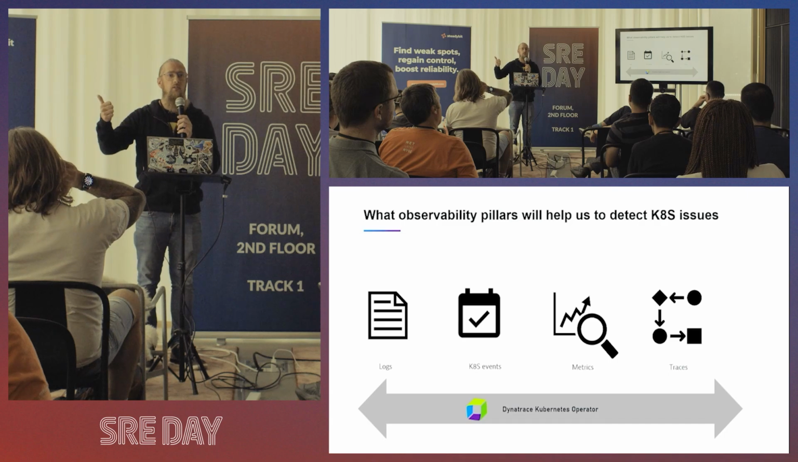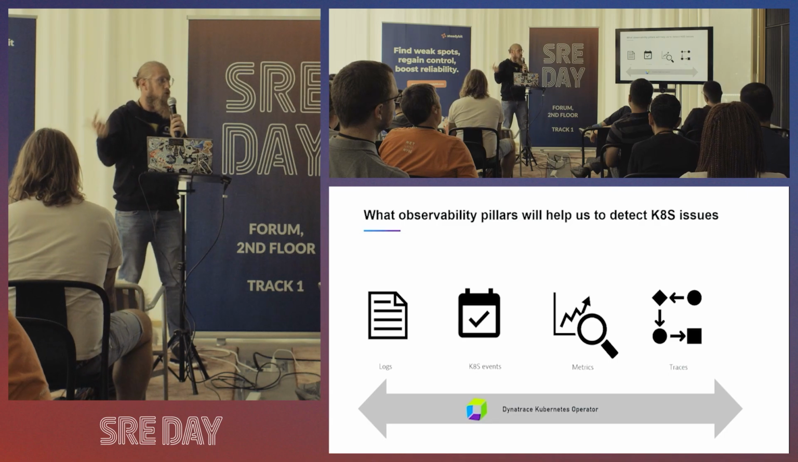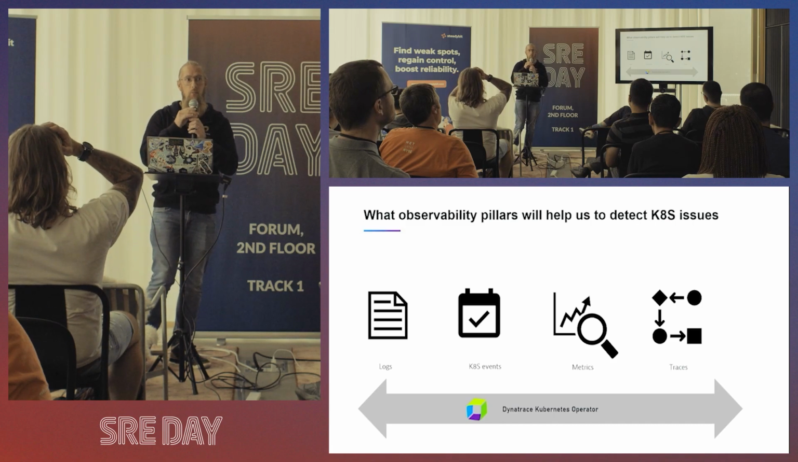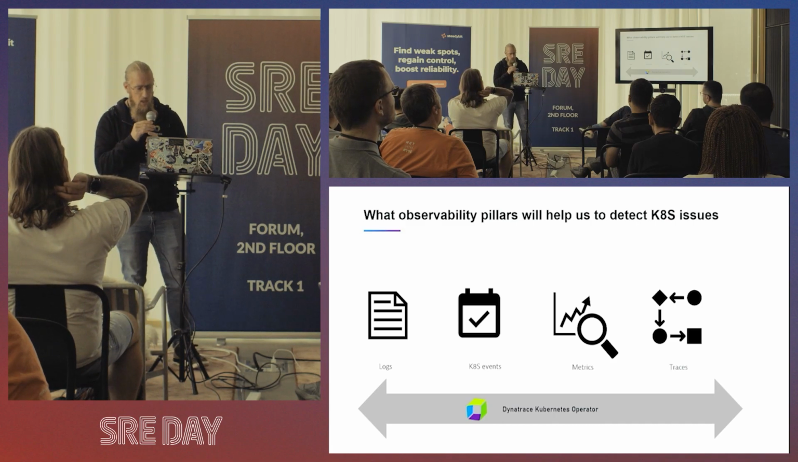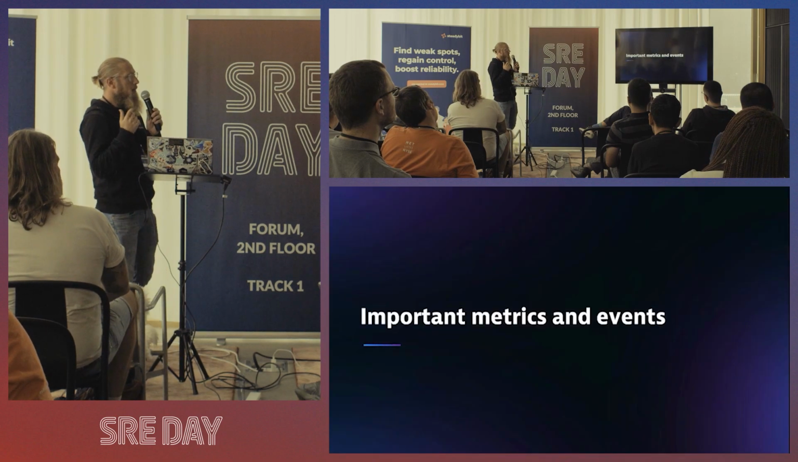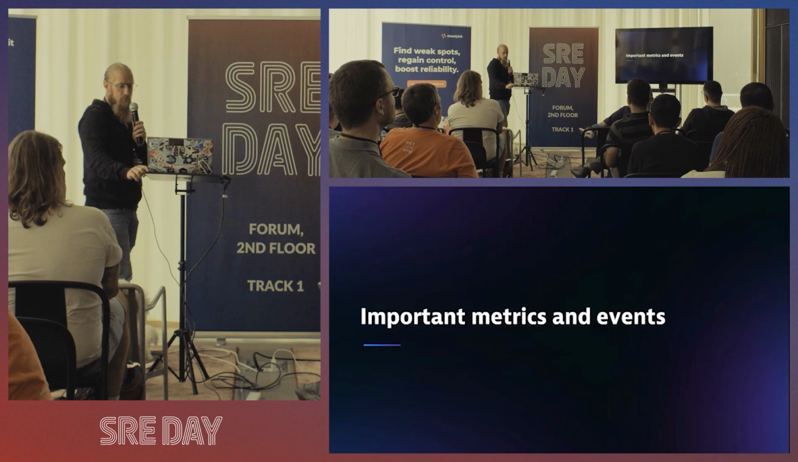So I don't care about traces. I don't care about continuous profiling. I will basically just limit my observability to metrics and events and potentially logs as well. So what are the important metrics and events for this?